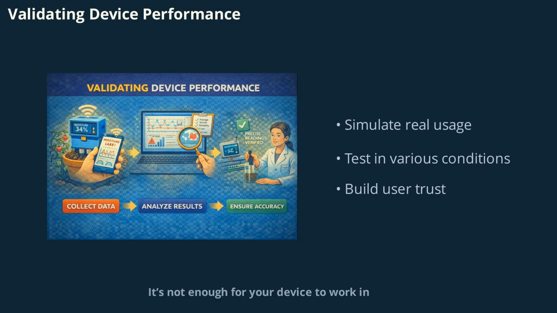It's not enough for your device to work in the lab, it needs to perform reliably in real-world conditions. Validate your device's performance by simulating actual usage scenarios. Monitor how it handles different environments, power fluctuations, and network conditions. This step is crucial for building a product that users can trust.